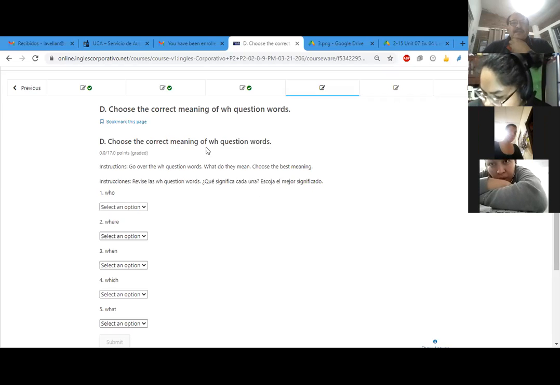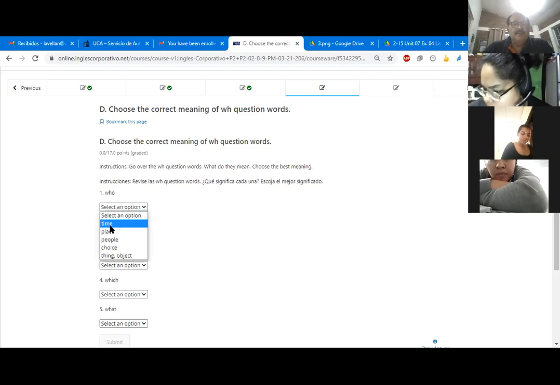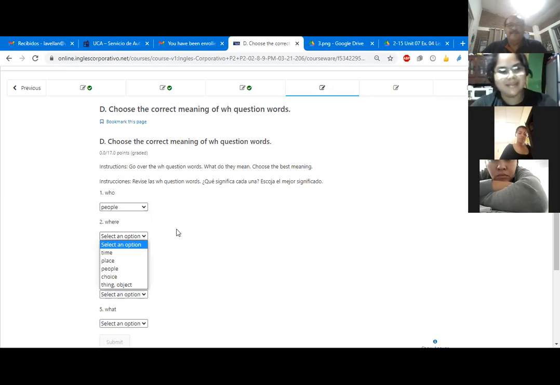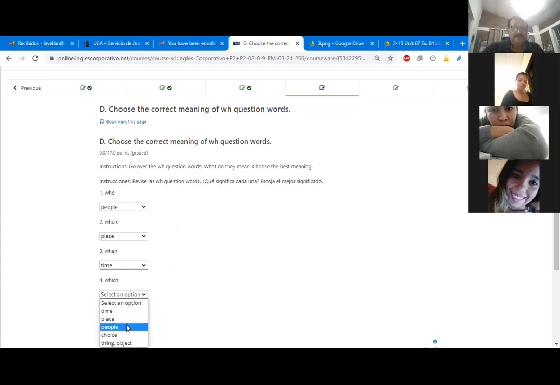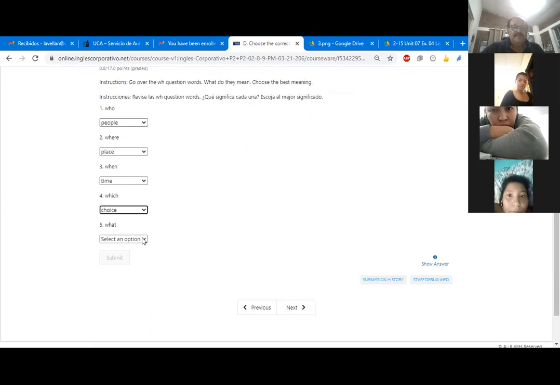So then this one says choose the correct meaning of WH question words. Go over the WH question words. What do they mean? Choose the best meaning. For example, who? People. Where? Place. When? Time. Which? Choice. Selection. And what? Thing or object. Okay, guys, we're good.